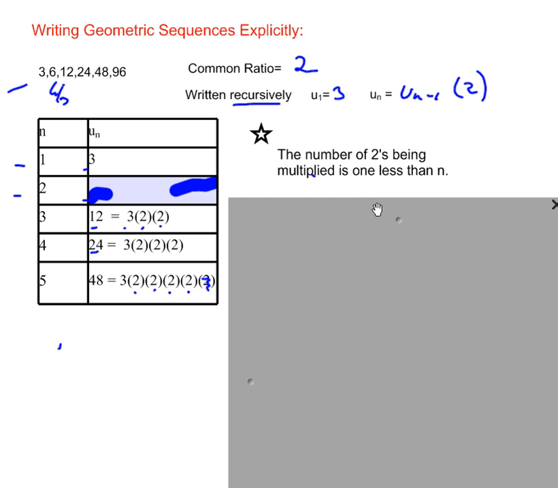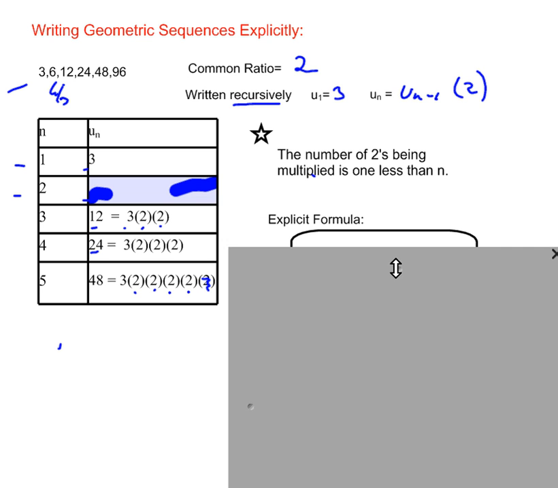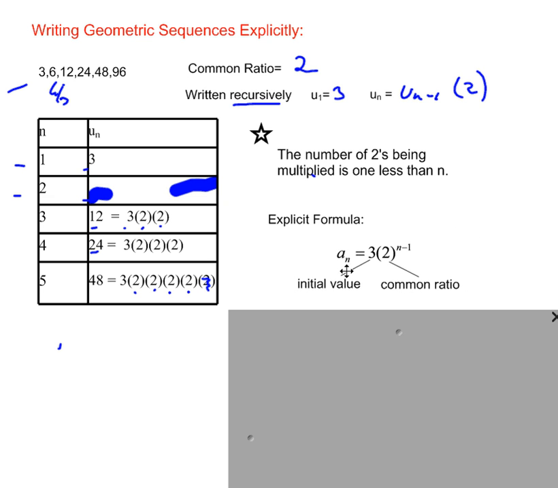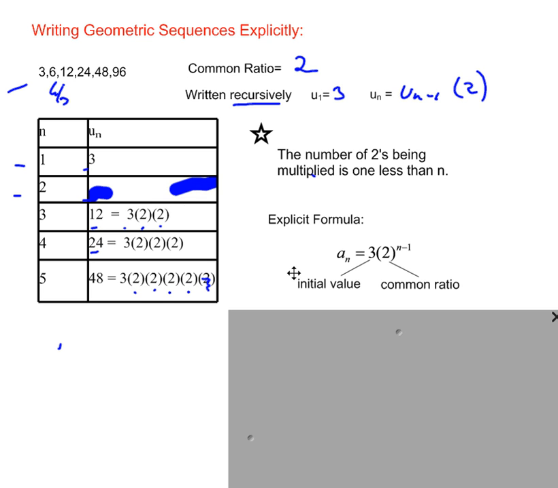So if we're going to write a sequence for this explicitly, what it's going to look like is something kind of like this. a sub n is equal to 3, the initial value, times 2, the common ratio, to the n minus 1 power, because it's always 1 less than n.